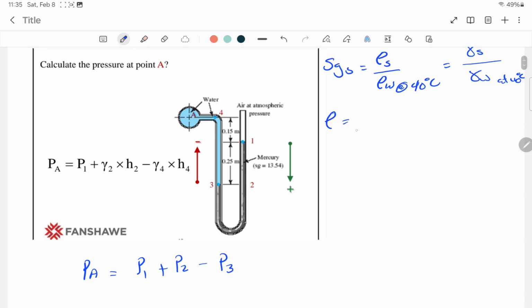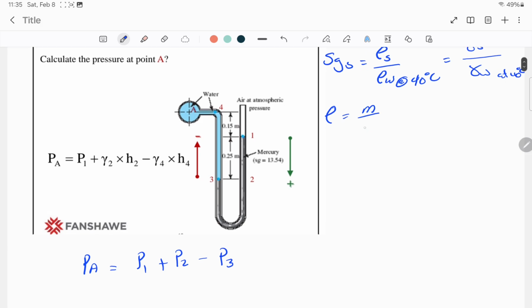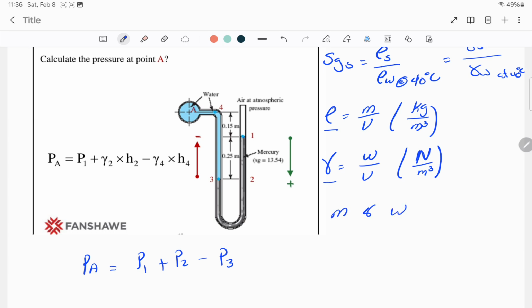Now, density. What does density equal? It equals mass over volume. The units are kg per meter cubed. Specific weight is weight divided by volume. The unit of weight is Newton, so specific weight is Newton over meter cubed. Now the difference between density and specific weight is basically the difference between mass and weight.